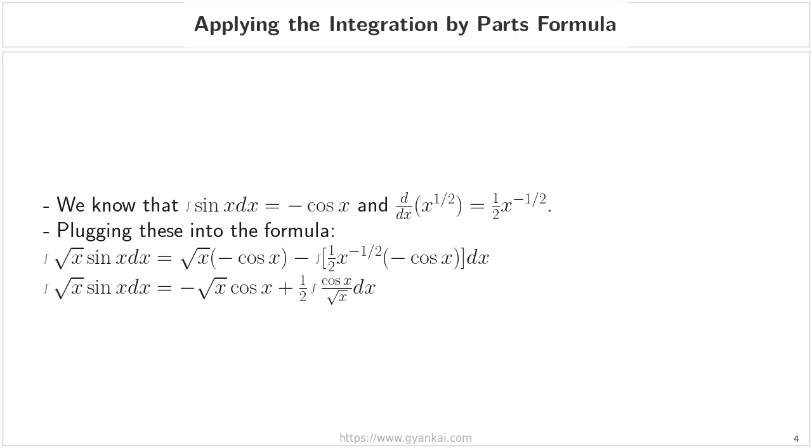Okay, so let's move on to applying the integration by parts formula to our example, which, remember, is the integral of square root of x times sine x with respect to x. Notice how we've transformed the original integral. But, as we'll see on the next slide, this new integral isn't necessarily easier to solve than the one we started with. That's a key point to remember about integration by parts. It doesn't always lead to a solution, and we need to be able to recognize when that's the case.